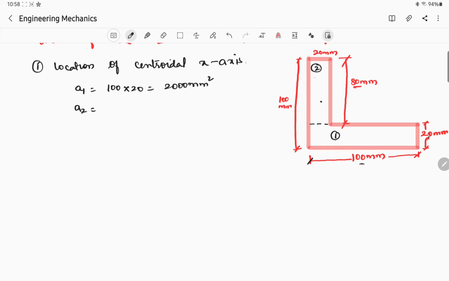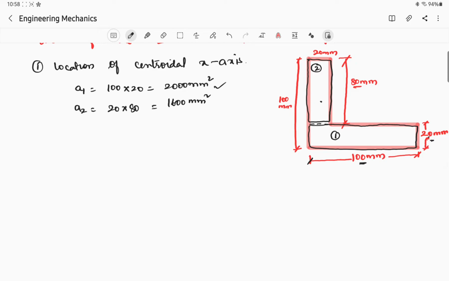Okay, what about A2? What is the area of the second element? I'm considering the first element as this element, and next, the second element, I'm considering this part. For the first element, I have taken area 100 into 20. Now next is base into height, or 20 into 80, which is equal to 1600 mm square. I got the values of A1 and A2.